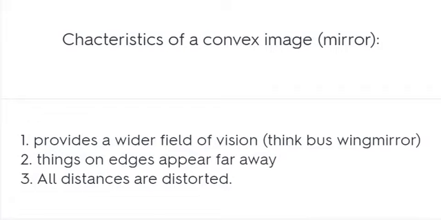Characteristics of a convex image. 1. Provides a wider field of vision. 2. Things on edges appear far away. 3. All distances are distorted.